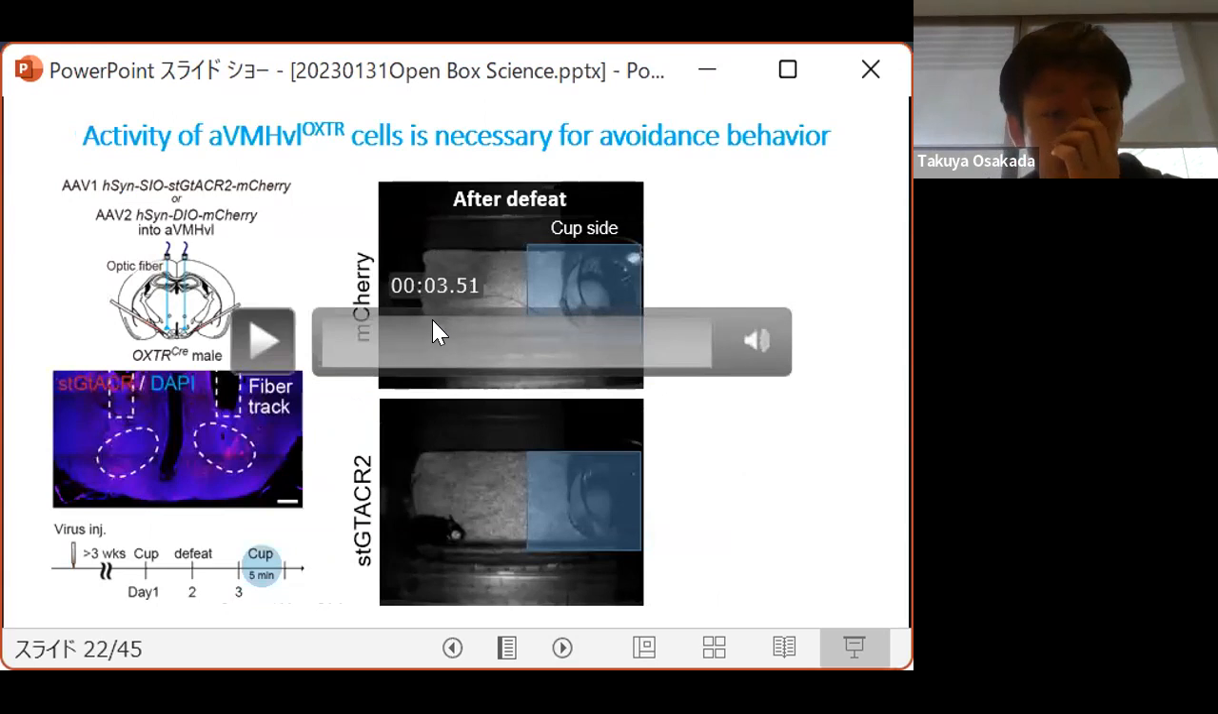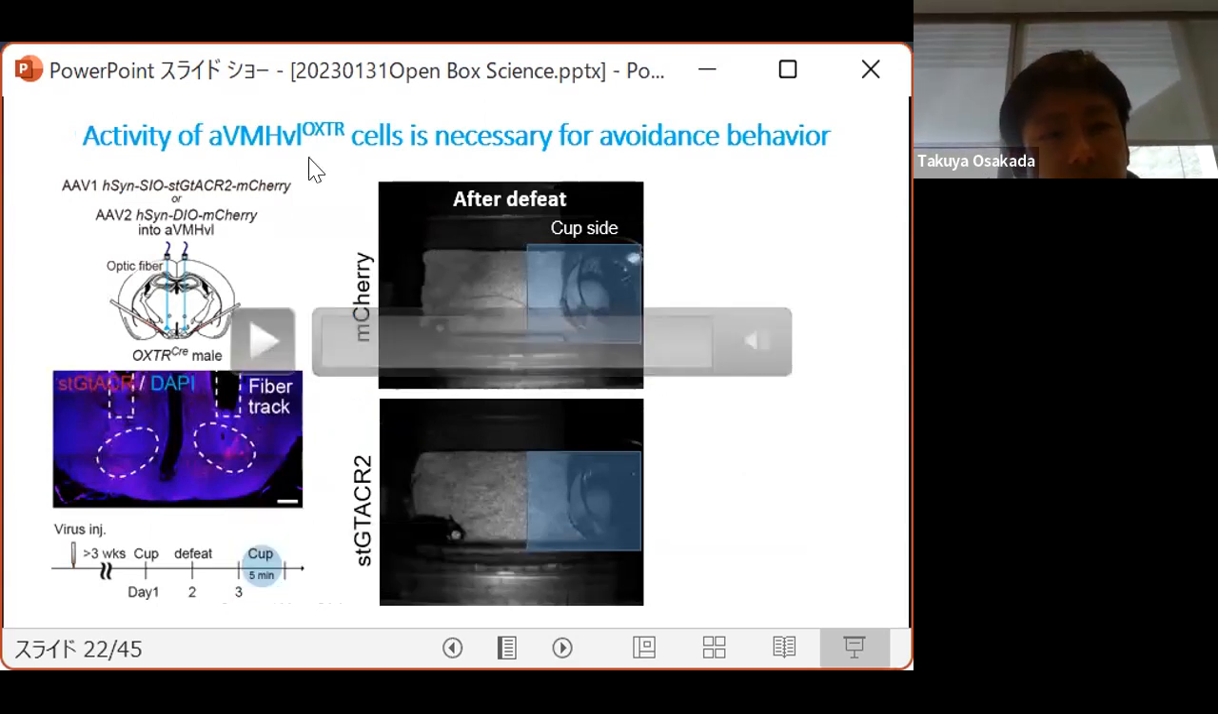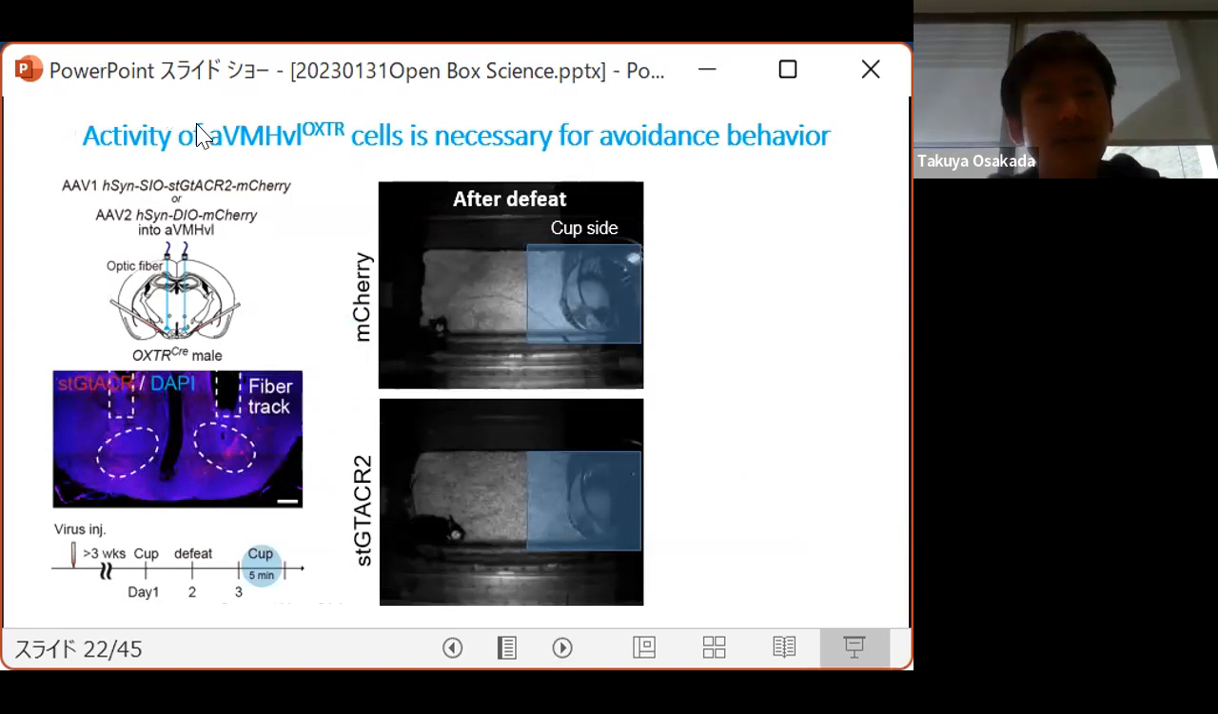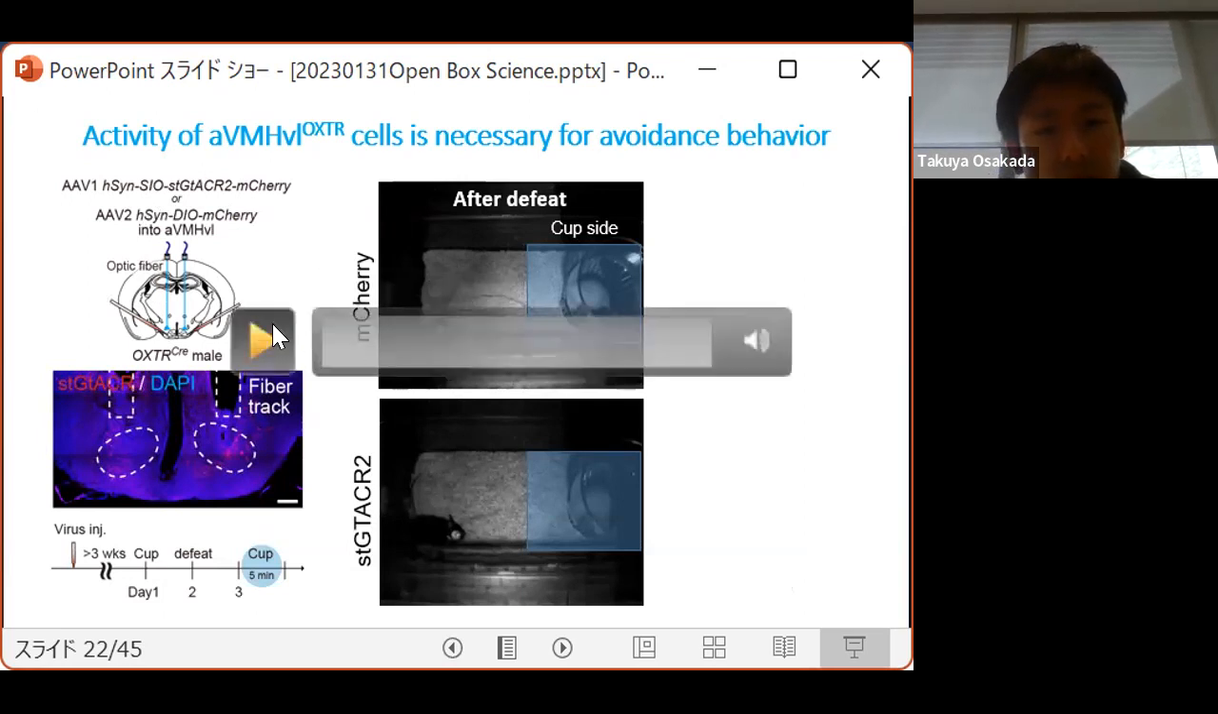And next is loss of function. There are a few methods I want to show. First is the inhibitory opsin, the inhibitory anion channelrhodopsin, here ZtACR2. We expressed ZtACR bilaterally and shone the light through fibers. The scheme here is shining the light one day after defeat in order to check the behavior change after defeat. So the first video is just control.